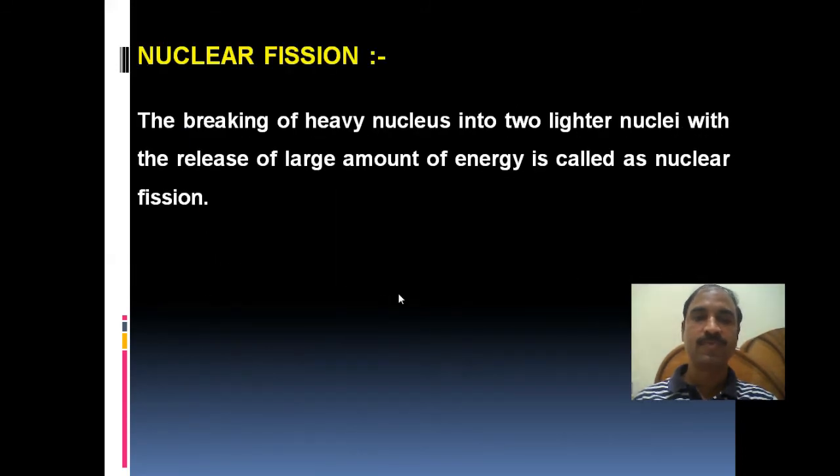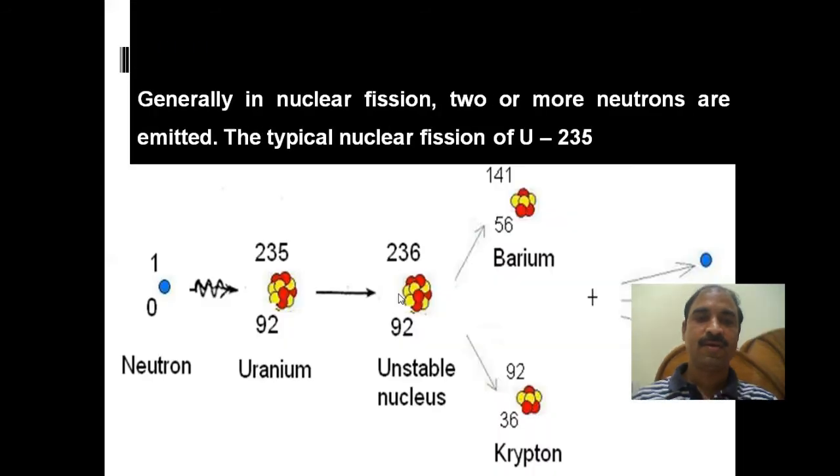Now let us move towards nuclear fission. The breaking of a heavy nucleus into two lighter nuclei with the release of a large amount of energy is called nuclear fission. In this way, a neutron is bombarded on the uranium nucleus, and this uranium nucleus gets converted into an unstable one.